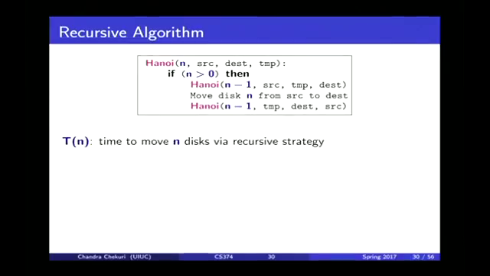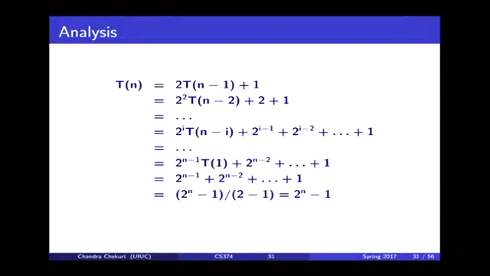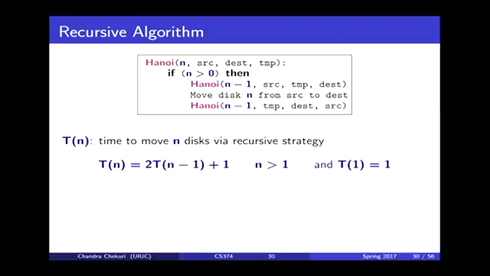We use recurrences, right? If T of n is the time to move n disks via this algorithm, what is the recurrence for the running time? T of n is 2 T of n minus 1 plus 1, right? And T of 0 is 0, and T of 1 is 1. Is this clear?